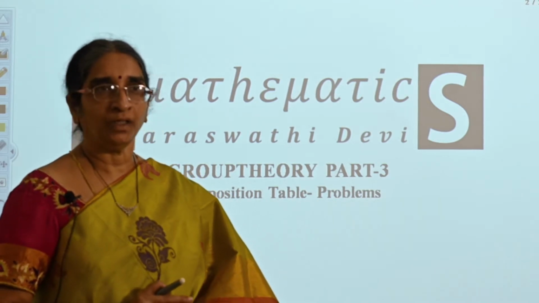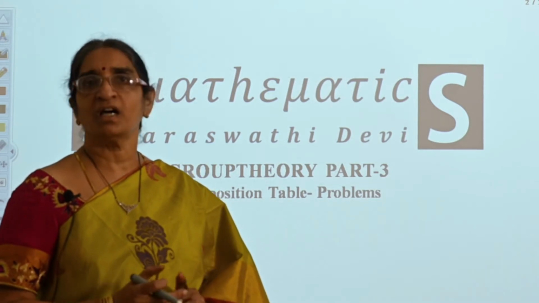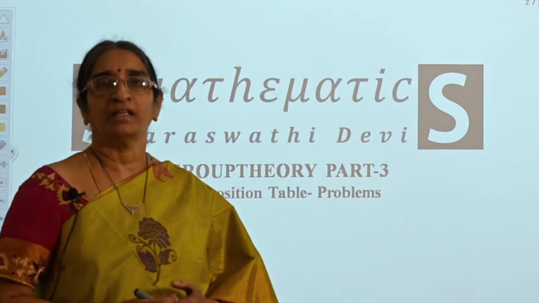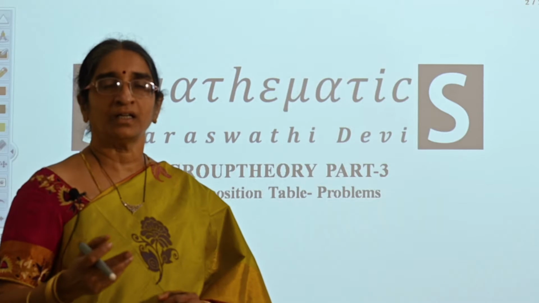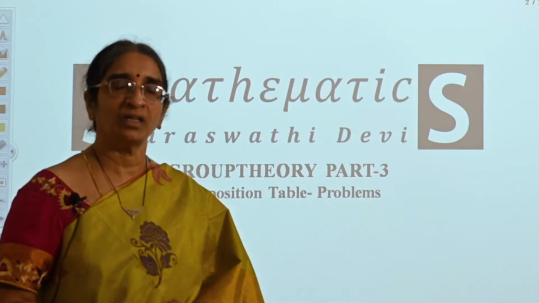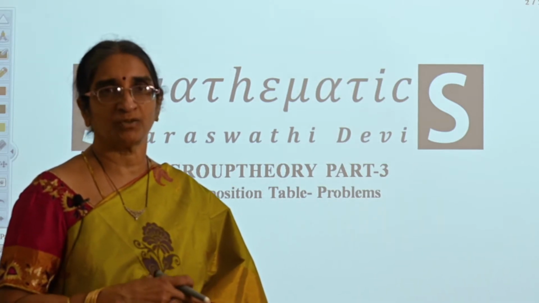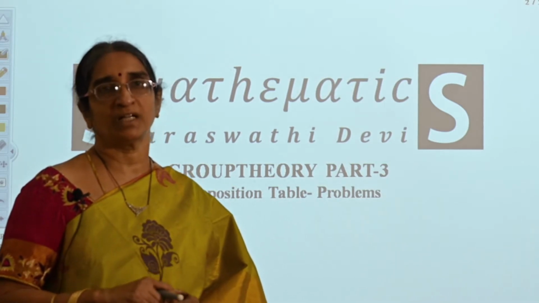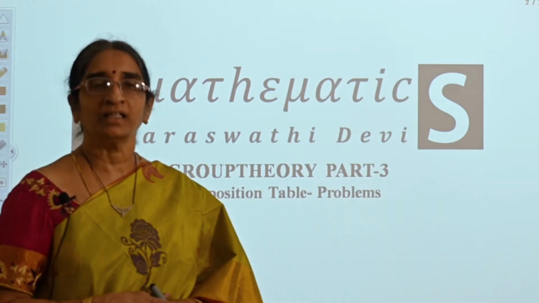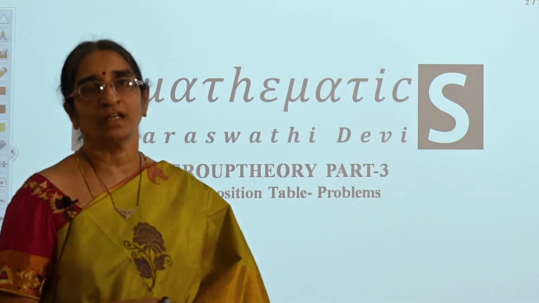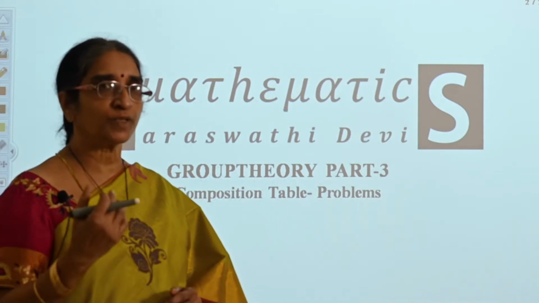Till now, in group theory part 1 and part 2, most of the examples I have given are infinite sets: the set of natural numbers with respect to addition, the set of natural numbers with respect to multiplication, the set of integers with respect to addition, the set of real numbers with respect to addition, the set of real numbers with respect to multiplication, the set of rational numbers, the set of complex numbers, like that. Most of the problems we have seen are infinite groups. What is the distinction between infinite groups and finite groups?